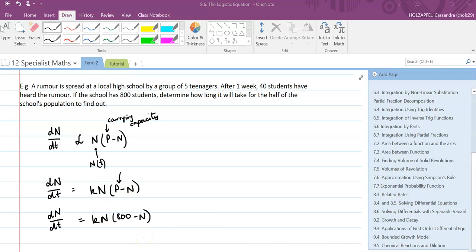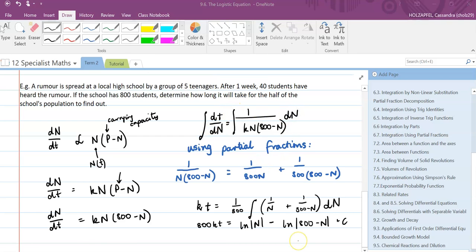Since we have N on this side of our equation, I'm going to want to integrate with respect to N, so I'm going to flip this derivative. And now I can go ahead and integrate both sides of this function with respect to N. Now that we've integrated this function, and I've done this using partial fractions off screen, if you are interested, I do have other videos on partial fractions.